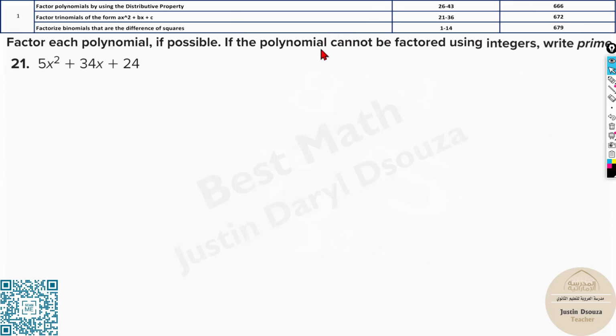There are 3 types here. You can see the first one was using distributive property. It's over. Now factoring trinomials, which are ax squared plus bx plus c. Now this one over here, I'll do one problem properly, but then I will tell you the shortcut methods, okay? The calculator method, which most of my students generally prefer.